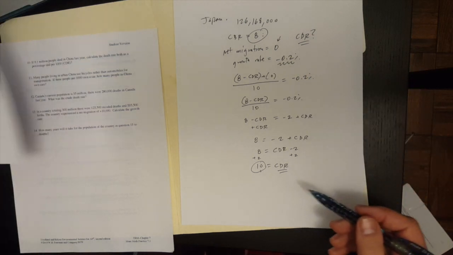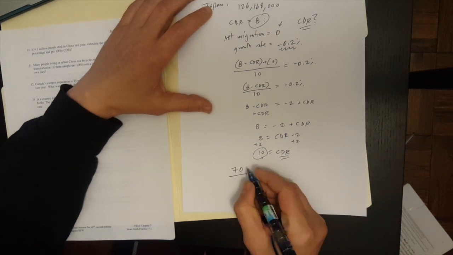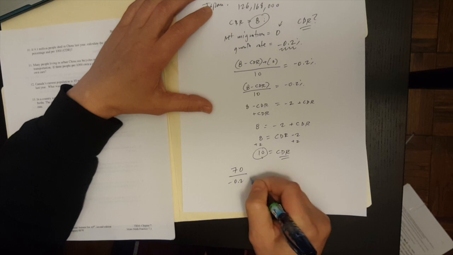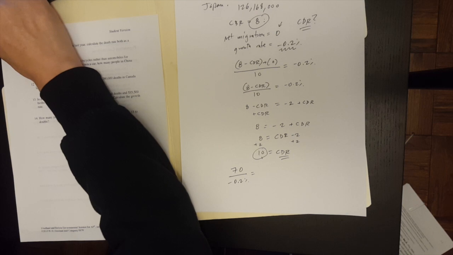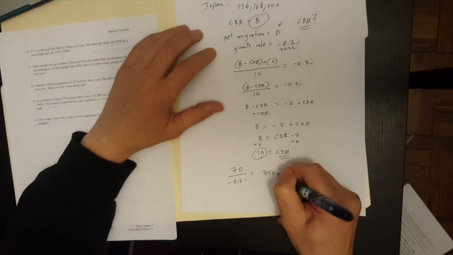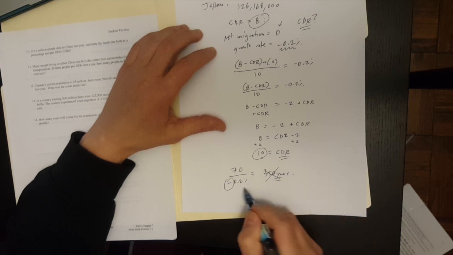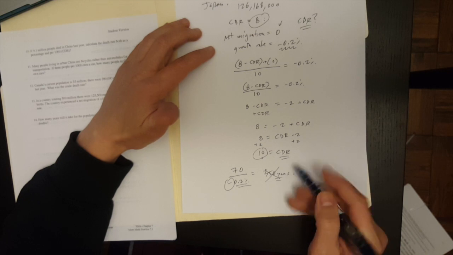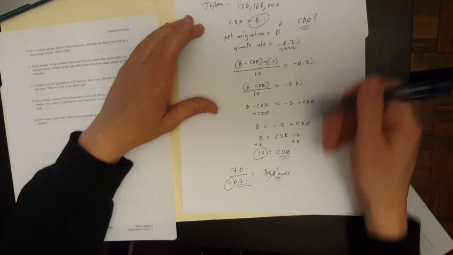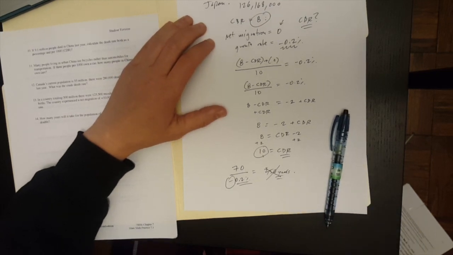Anyway, you might be curious, what would be the doubling time for Japan at this rate? So 70 divided by negative 0.2%. And so 70 divided by 0.2 gives you 350 years. But the problem is, this is a negative number. So actually, that's not right. The population is declining, which means it's not on pace to double. So when a population has a negative growth rate, it just won't double at that rate. The population is going to be decreasing.